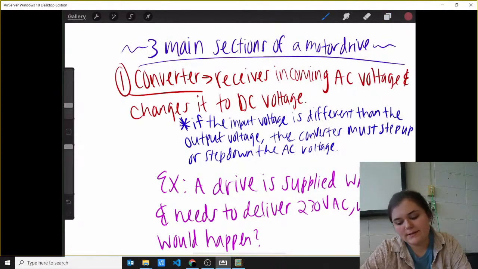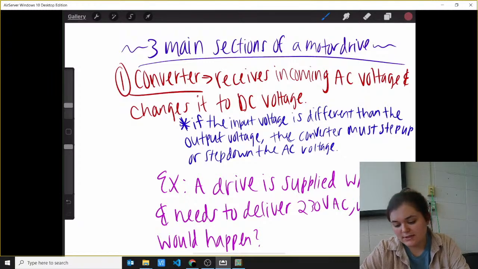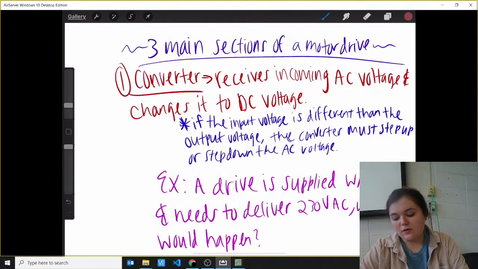So the three main sections of a motor drive. The first main section of a motor drive is a converter, and it receives incoming AC voltage and changes it to DC voltage. So if the input voltage is different than the output voltage, the converter must step up or step down the AC voltage.